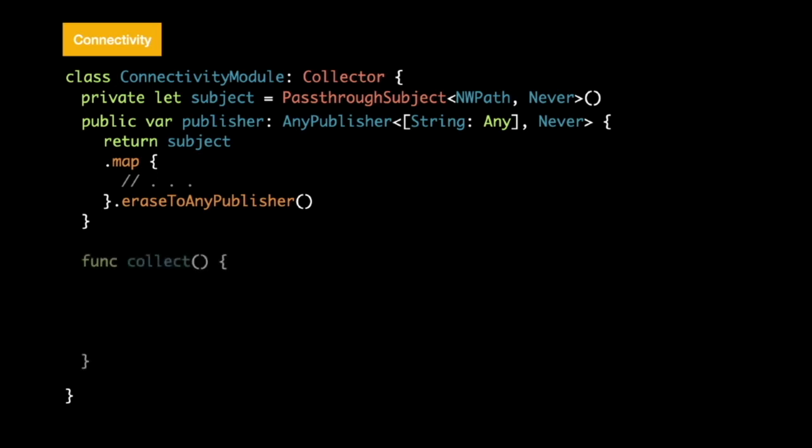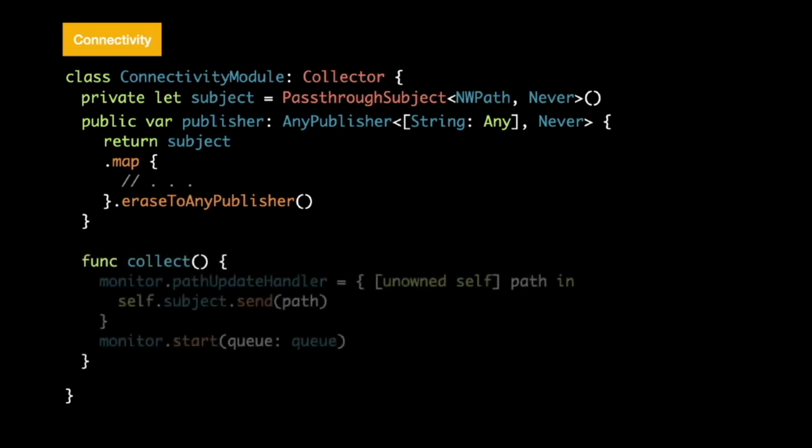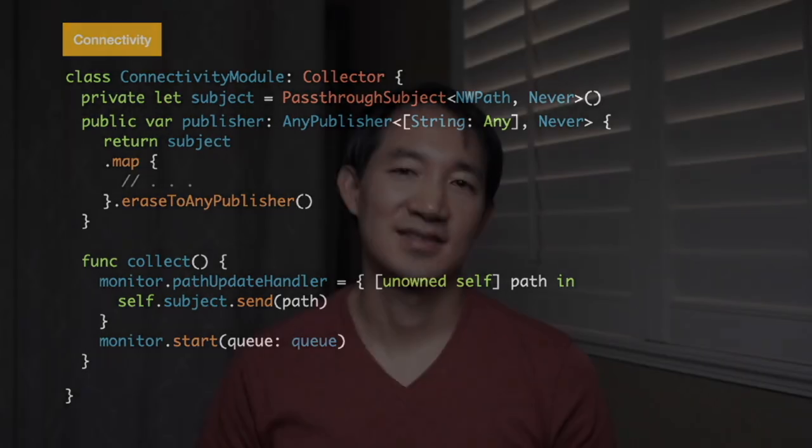In the collect method, we use our NWPath monitor that gets initialized in the initializer, and we pass it a closure that gets run every time the network changes. So when the network changes, we send that NWPath object through our subject. And the last thing we need to do is start our monitor on a queue.